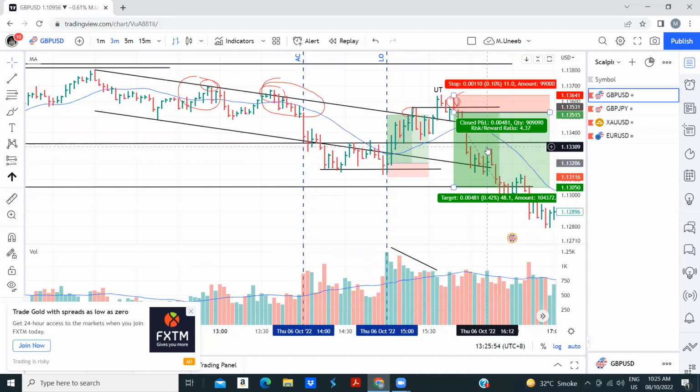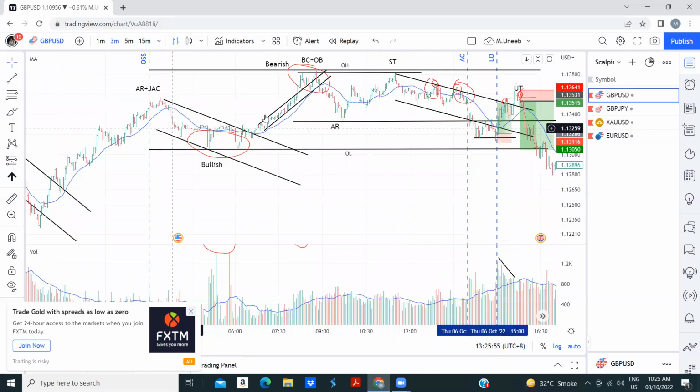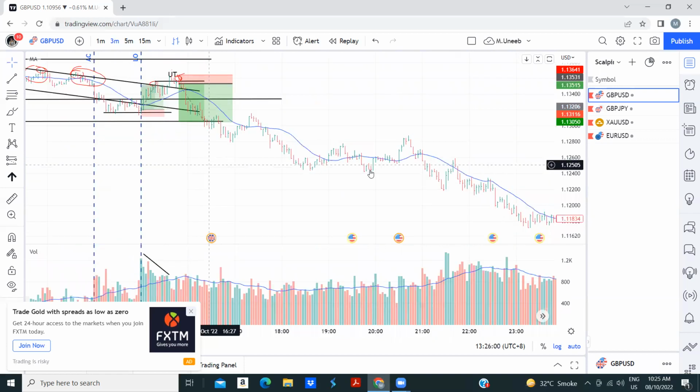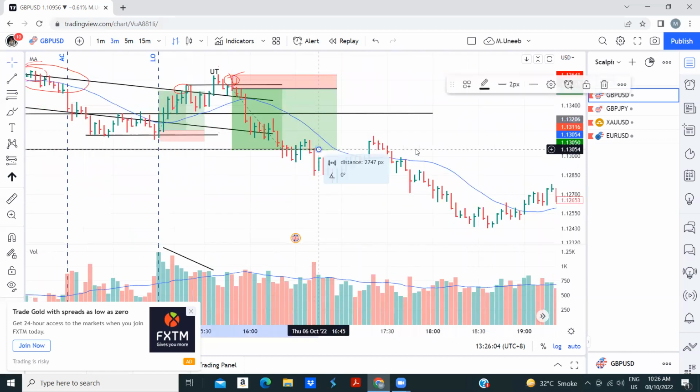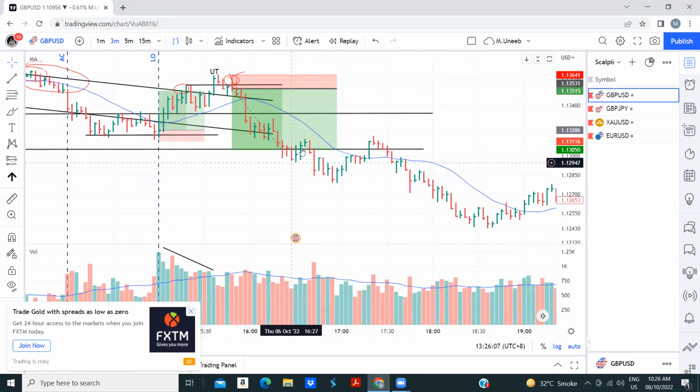So if you are just talking about the immediate entry, we have a bullish one here and a bearish one here, right? Both ways. And after this, once we broke the OL, the bias changed. Why did the bias change right over here? I'll tell you the reason. The bias is changed because of this one.